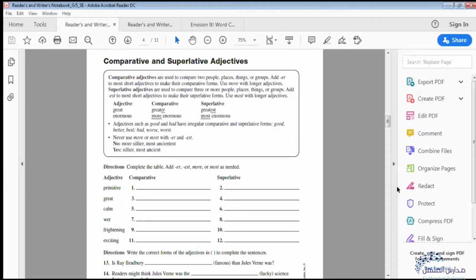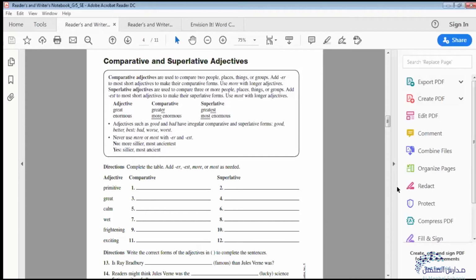So in today's lesson, we're going to compare adjectives. When you have two people or two places or things or groups, we will see the rules that go with the adjectives. When you have three or more, we will see the rules that go with that. And let's take comparative adjectives. When we talk about comparative adjectives, we are comparing two people or two places or two things or two groups.